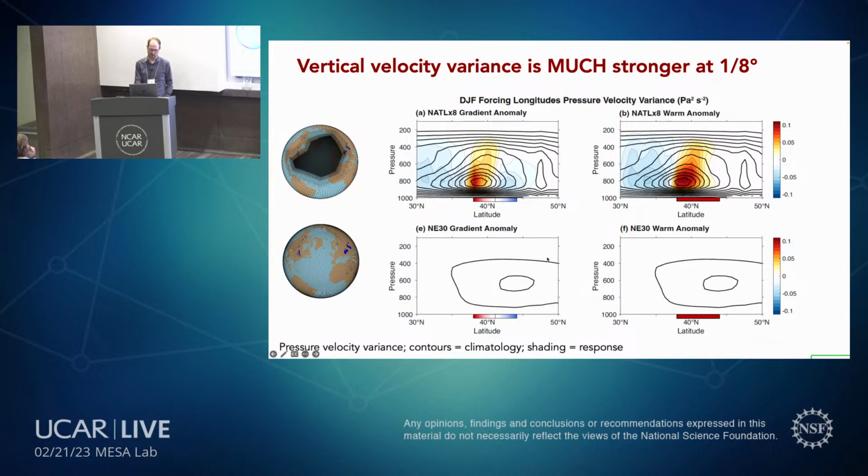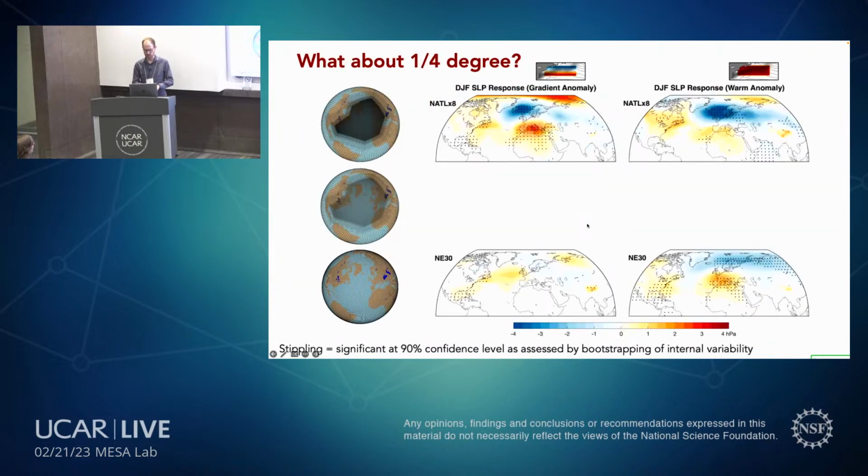So this is, I should have said, the climatology in contours, and then the response to SST anomalies in shading, and both are increasing by about an order of magnitude as you go from 1 degree to the high resolution.